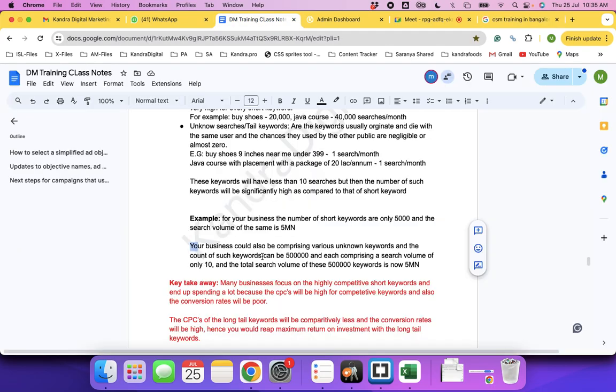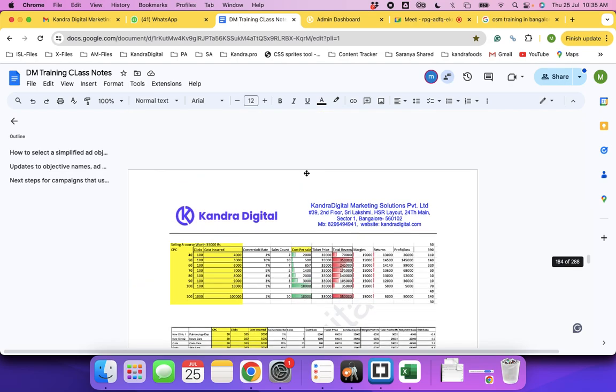See, for unknown searches or for tail keywords, not many people are competing. The chances of you ranking for such keywords will be very high. The competition is less, and the conversion rates will be high if you're completely relevant to that query. Right? So if you are bidding on a highly competitive keyword, you end up spending more for 100 clicks. That is what we discussed in our other examples.